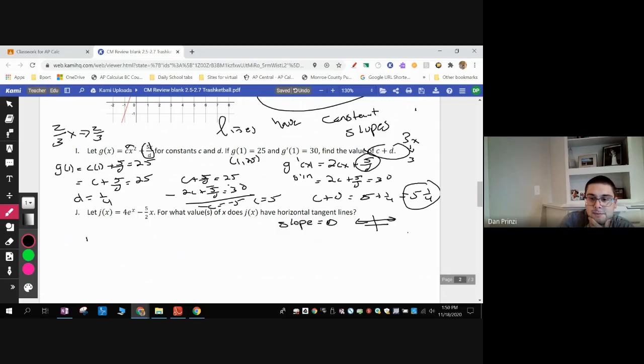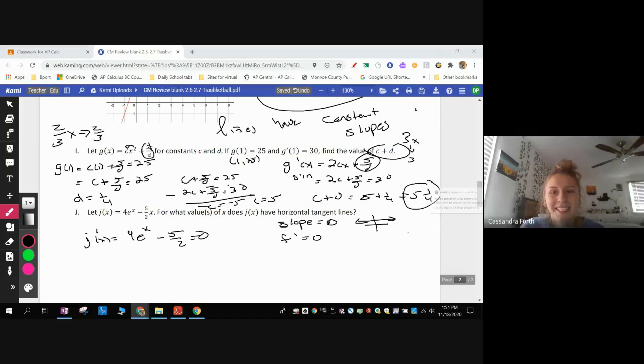So that means when I talk about the horizontal tangent, you're going to set f prime, or your derivative, equal to 0. So j prime of x here would be 4e to the x. I hope you recognize that one. Here, let's try another one. 5/2 x. What's the derivative of 5/2 x? 5/2. Everyone, say it. 5/2 and then equal to 0. Okay. 5/2. Thanks, Cassie.